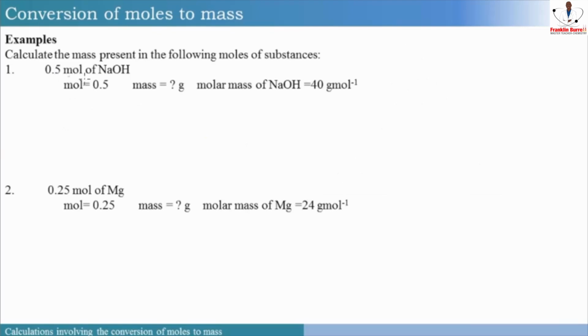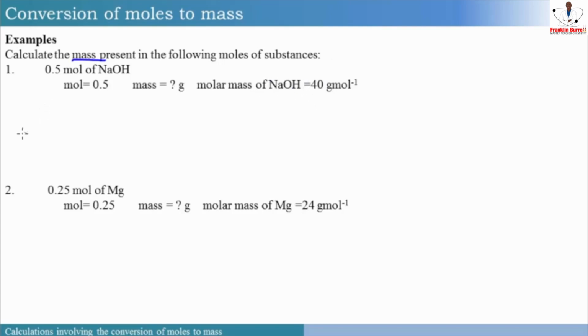So now, looking at the question itself, we see that we are given the moles of sodium hydroxide. So, what is the information that we can get from this question? We know the moles. The mass is unknown. That is what we want to find. We want to calculate the mass present in 0.5 mole of sodium hydroxide. And we know that we can calculate the molar mass from the compound sodium hydroxide.